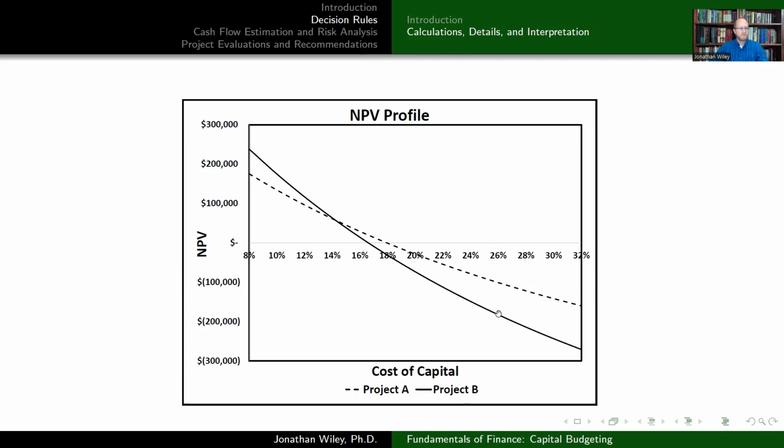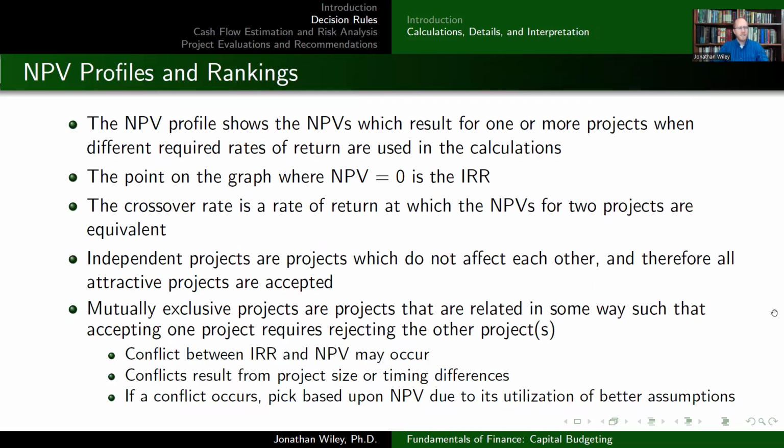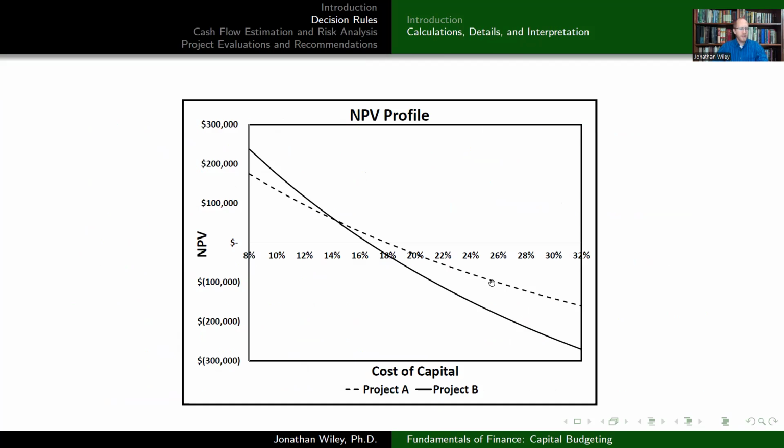Now, it is worth noting that there's something called a crossover rate, and that is going to be a rate of return at which the net present values for two projects are equivalent. And we may or may not care about this rate. I'll talk about that more in a moment. But on the graph that I have here, this spot right here, where those net present value profiles cross, that's going to be our crossover rate. And it looks like it's probably a little over 14% on this graph. And basically at that discount rate, both projects have the equivalent net present value.